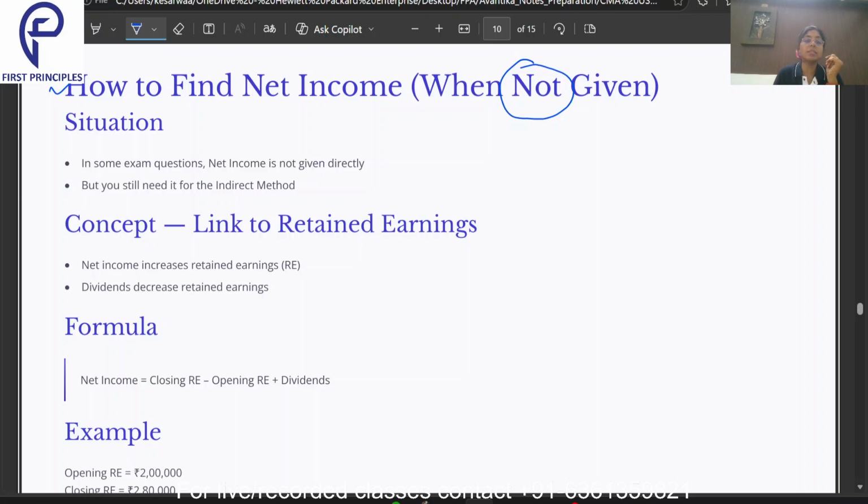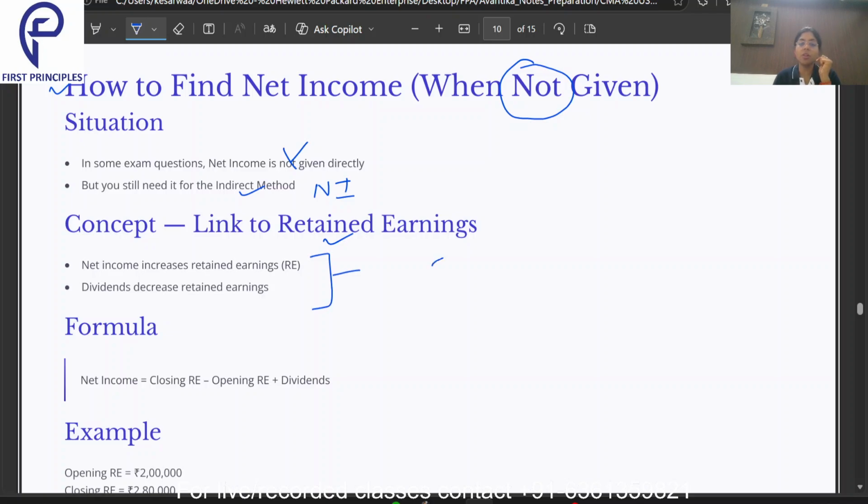So what happens in some exam questions, net income is not directly given, but still you need it for the indirect method. Why? Because to find out the cash flow from operating activity, if we are using indirect method, the beginning figure is net income. Okay, so we need to find out the net income using the concept linked to the retained earnings. So net income increases retained earnings, dividends decrease retained earnings. Now what is this? Let us understand.